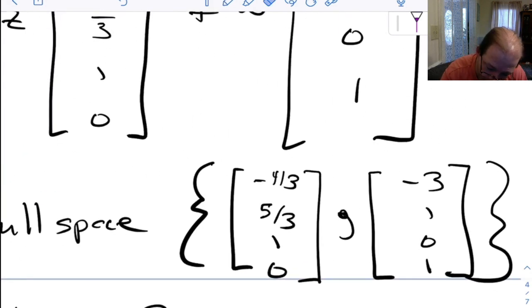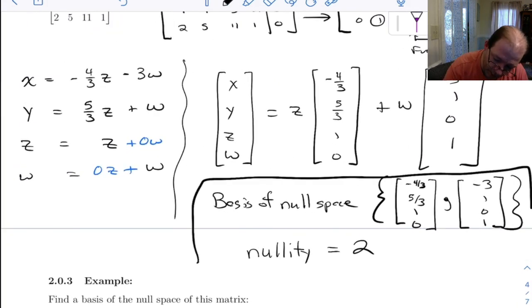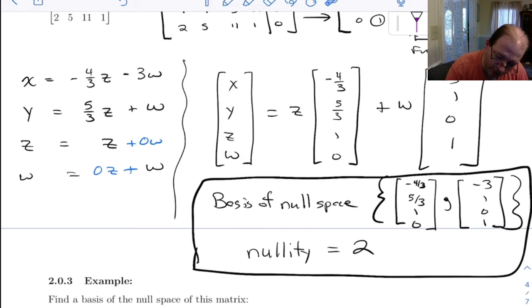And before I stop this, I'm going to rewrite this one, negative 4 thirds. So that's our answer. And if you wanted to, you could scale this vector here. You could scale it by 3 and get negative 4, 5, 3, 0 if you wanted to get rid of the fractions.